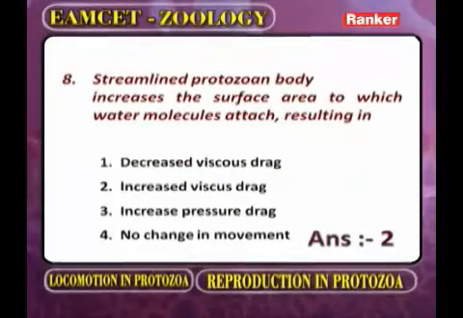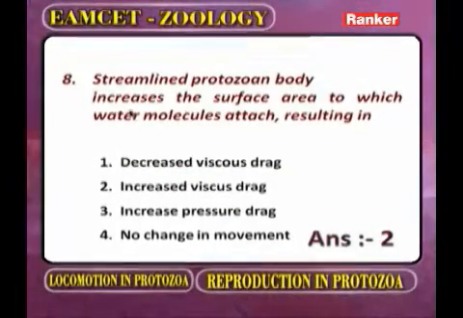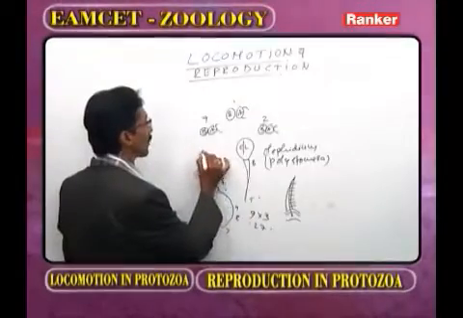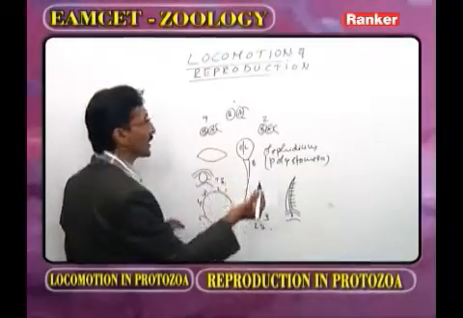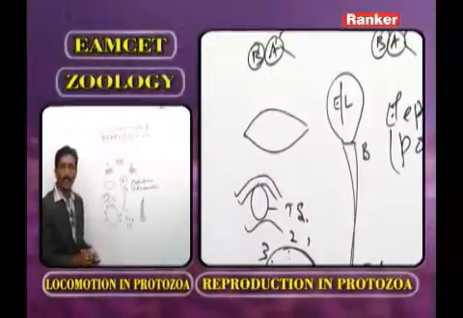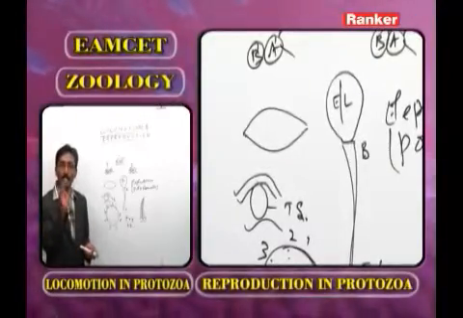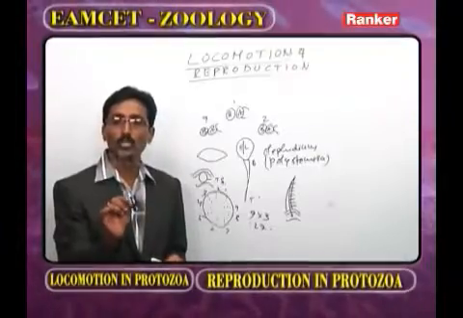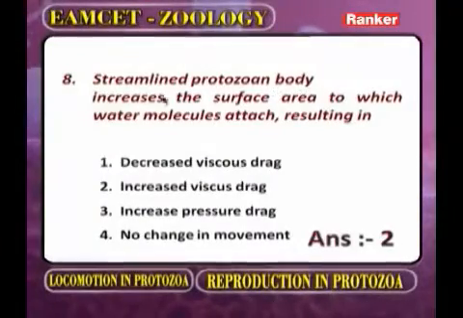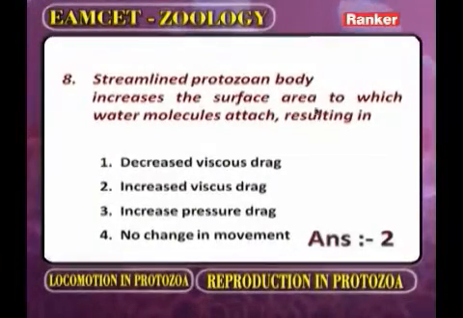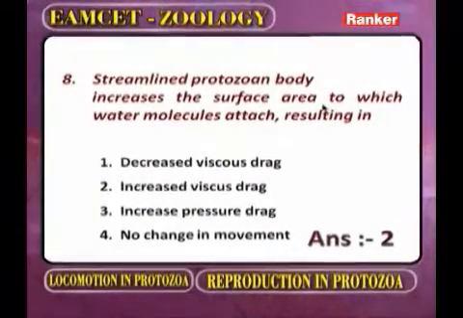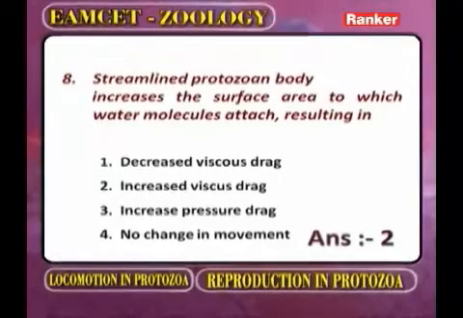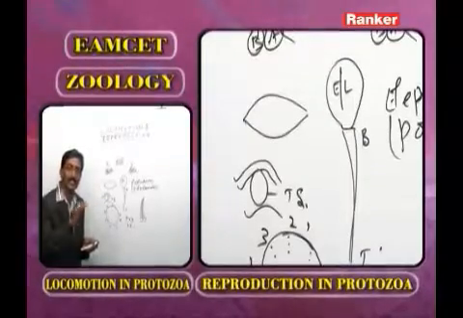Streamlined protozoan body. What is meant by streamlined protozoan body? The body is pointed at both the ends. The body appears to be fish-like, or the body appears to be spindle shape. Streamlined protozoan body increases the surface area. Now this is the streamlined body. Because of the streamlined body, the surface area increases.